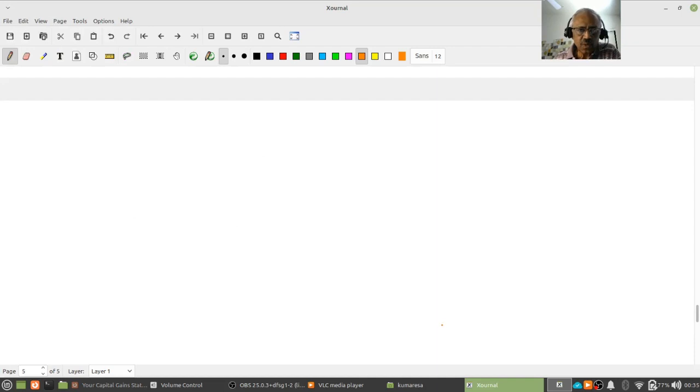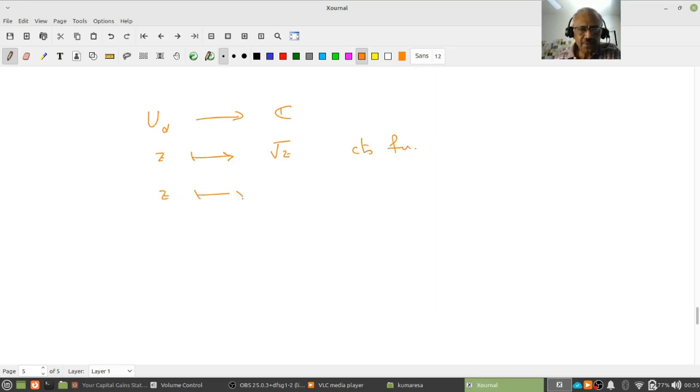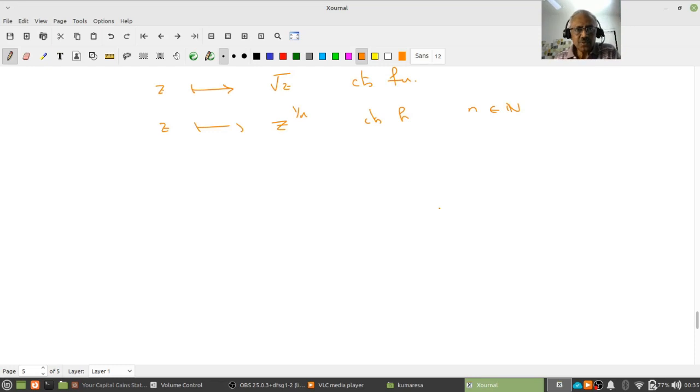How does this help me? Now suppose I have U_alpha, from U_alpha to C, now I can define z going to square root of z, a continuous function, or z going to z to the power 1 by n, a continuous function where n is a natural number. Do you remember this is one of our motivations in the first session? Why can it be done?